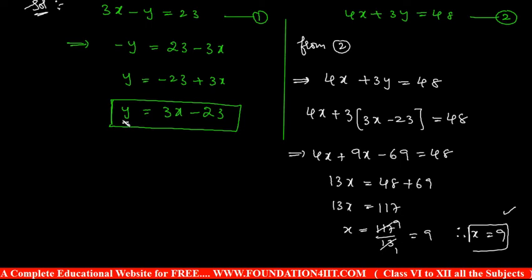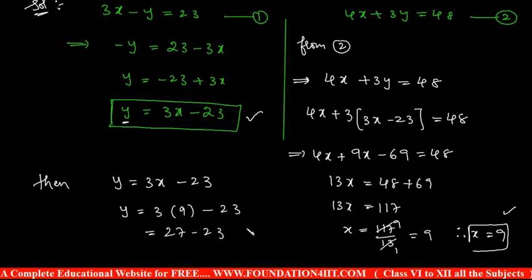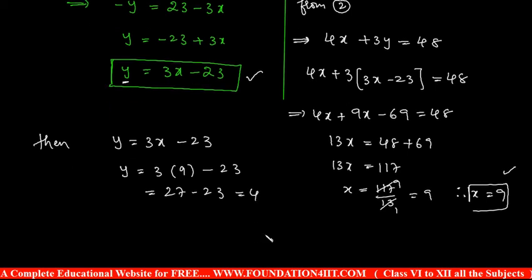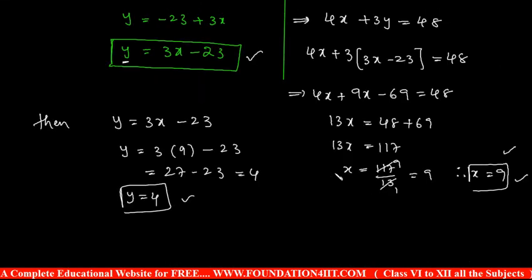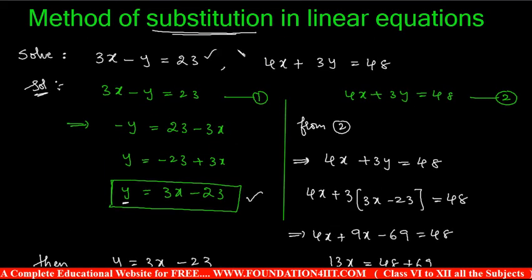In the first equation, I substituted the y variable value here and got the x value. Then we substitute the x value in this to get the value of y. So y is equal to 3x minus 23, right? So y is equal to 3 into x. The x value is 9, so 9 substituted here, minus 23. 9 into 3 is 27, minus 23 is 4. Then y is equal to 4. So x is equal to 9 and y is equal to 4. These are the common solution set for both. That means 9 comma 4 will satisfy both the equations.